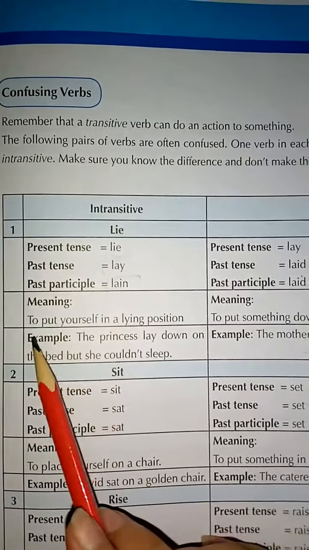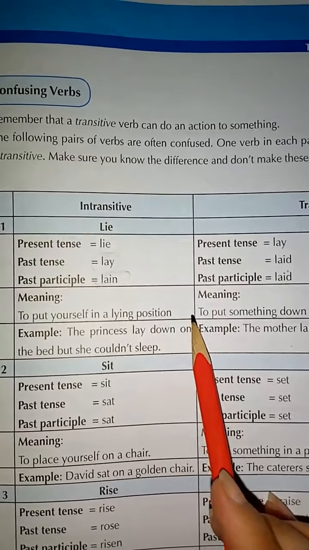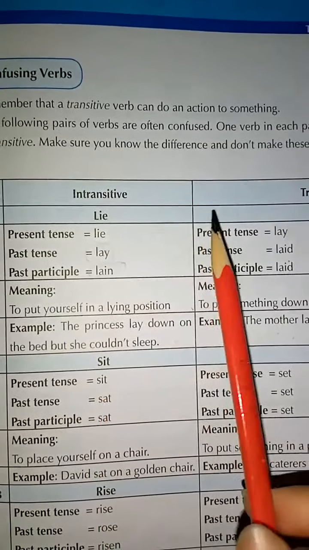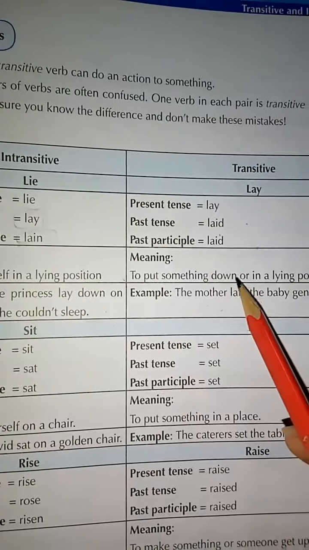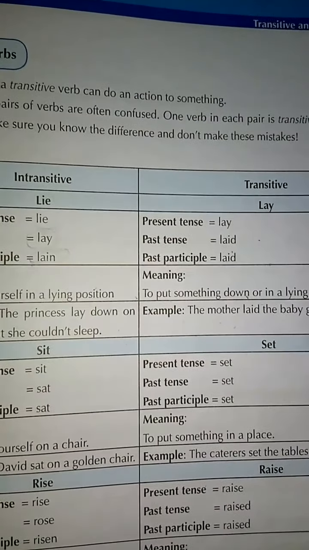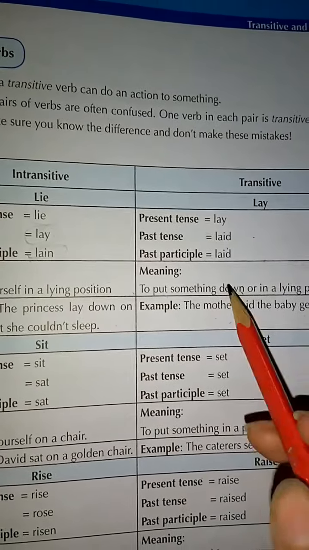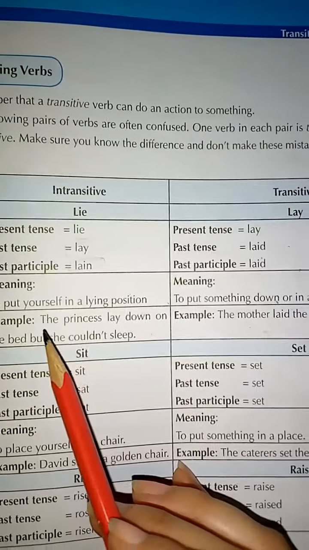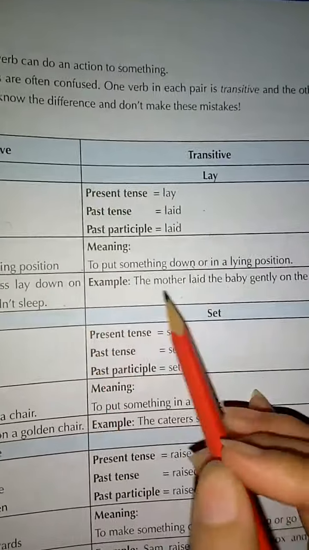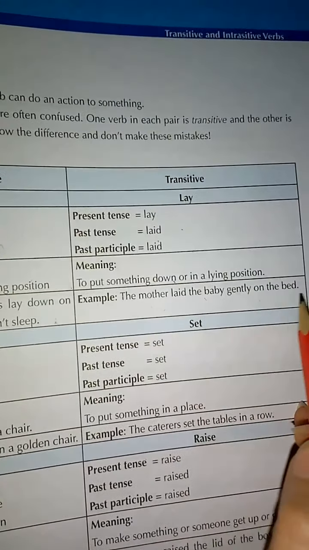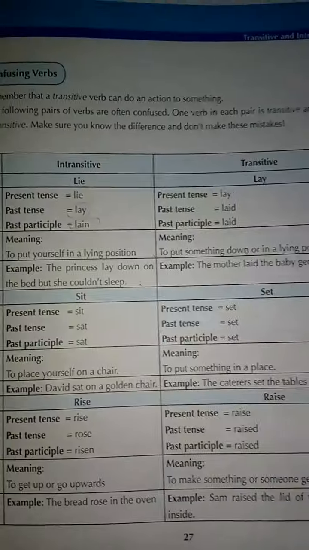Lie means to put yourself in a lying position. This means to put yourself by yourself in a lying position, but lay means to put some other person in a lying position. Okay, look at the examples. The princess lay down on the bed but she couldn't sleep. And example, the mother laid the baby gently on the bed.